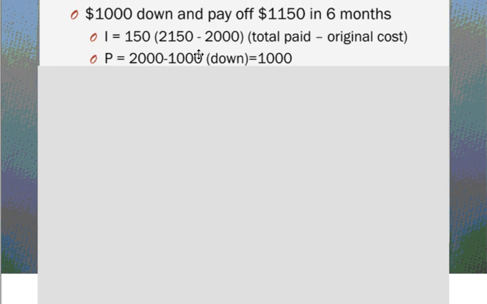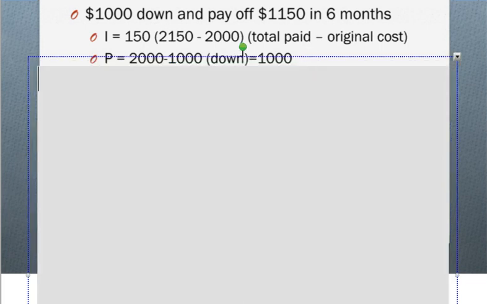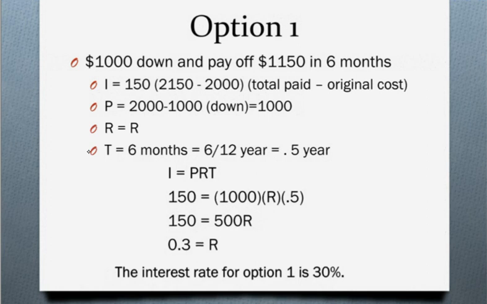So now we have the principal. That's the cost of the bike minus the down payment. Okay, maybe I can do this. Forget it. I just got rid of it. So our time then, of course, was 6 months, a half. We got all this. We found out that R is 0.3, and that's a 30% interest rate. So under option 1, it's a 30% interest rate.